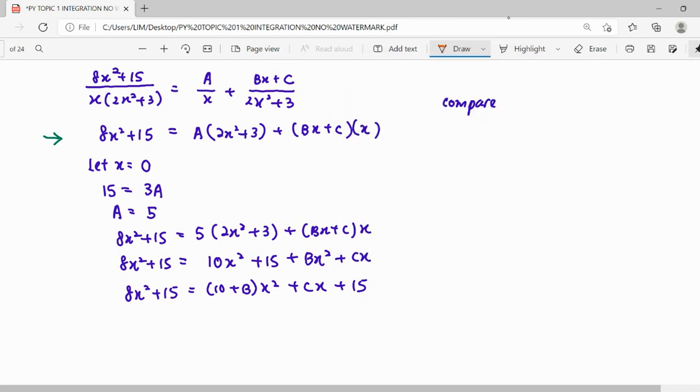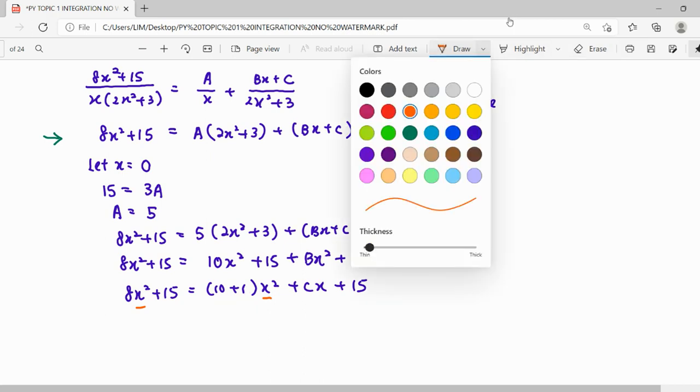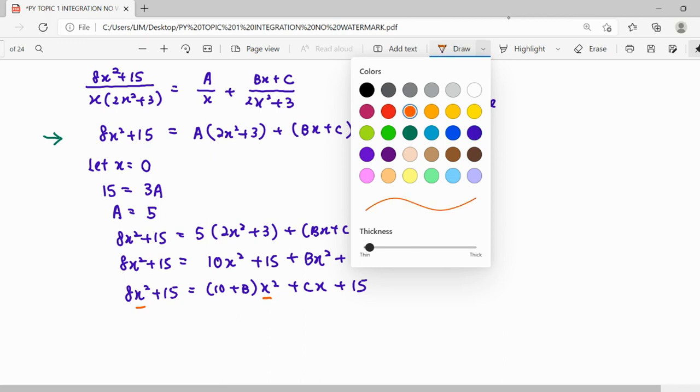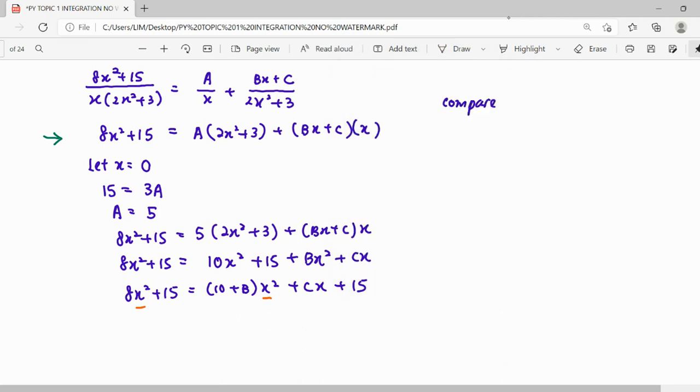So we compare our left hand side and right hand side. You can see for x squared, the coefficient here, 10 plus b, should be equal to 8. So the coefficient of x squared, we compare with the coefficient of x squared. For the coefficient of x, we don't have any term x in the left hand side, so this c is 0. You'll notice that our constant is the same.